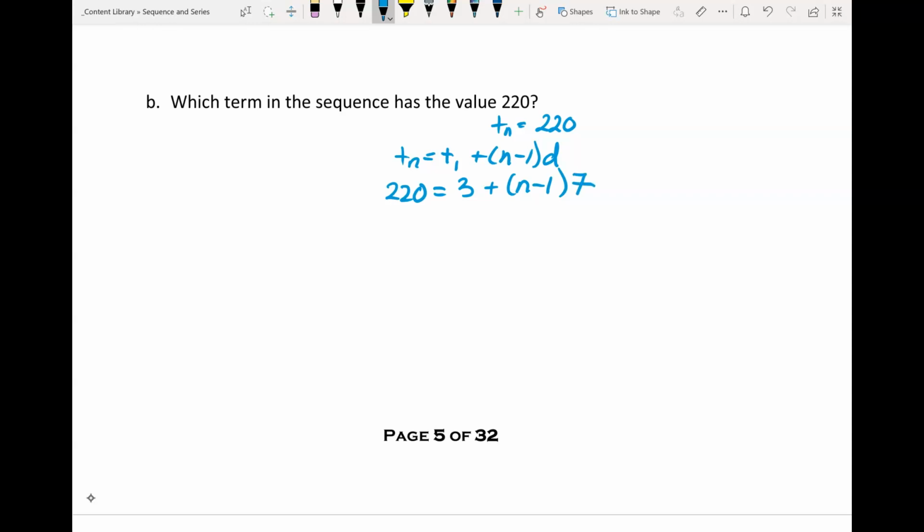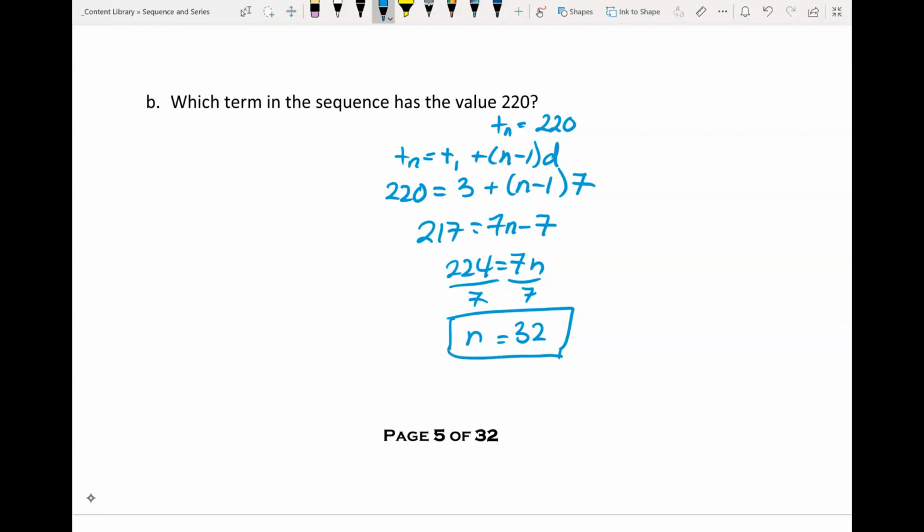So we're going to simplify this. I'm going to move the 3 to the other side, or in other words, subtract both sides by 3. So that's 217 then. And then I'm going to distribute the 7, so that's 7n minus 7 here. Now I'm going to add 7 on both sides, and then divide both sides by 7. So n is 32. This means that in order to get 220 as a term, it's going to be the 32nd term of our sequence.